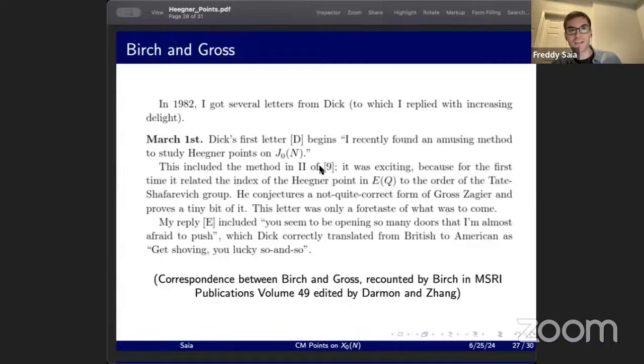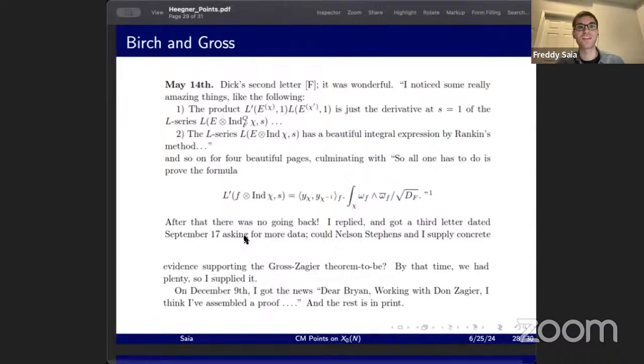And so he's talking about how he's studying Heegner points and getting somewhere, and Birch jokingly says, you seem to be opening so many doors that I'm afraid to push. And he remarks that Dick Gross kind of took this as, I don't know, a challenge or encouragement. And so Gross was kind of gung-ho to figure out this relationship. And there's a later correspondence here where Gross is remarking that he's noticed some really amazing things, and he's finding that there is a relation as long as he can prove, or complete, some analytic computation involving these first derivatives of these L-functions.